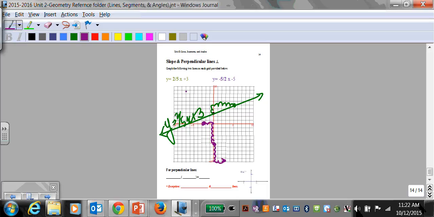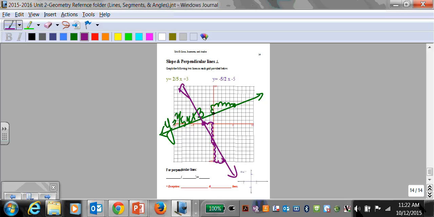Look up when you're done, see if you're getting the same thing. You guys getting the same thing? You graph these guys? Let's take a look. So the green, you start at +3, you go up 2/5. It's a positive line. The purple, I start at -5, and I drop 5/2 to the left because it's a negative line, or I go up 2 and left, up 5 and left.